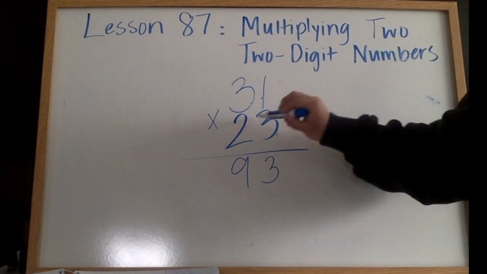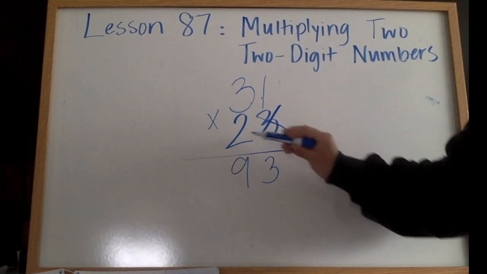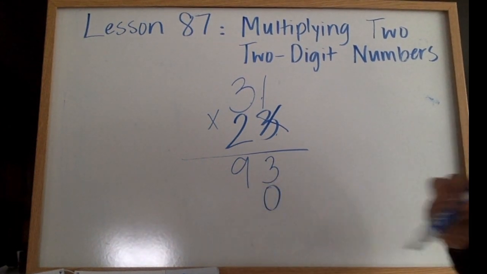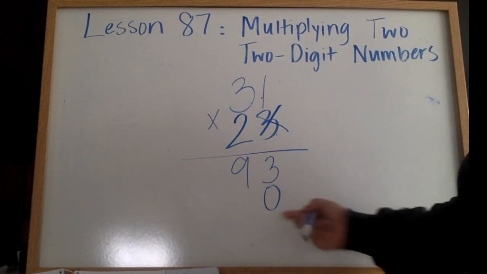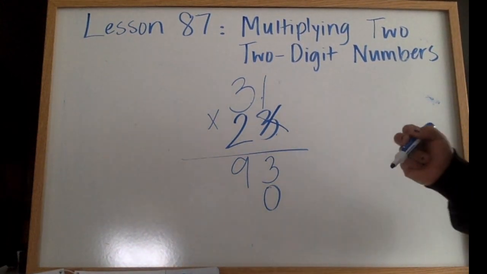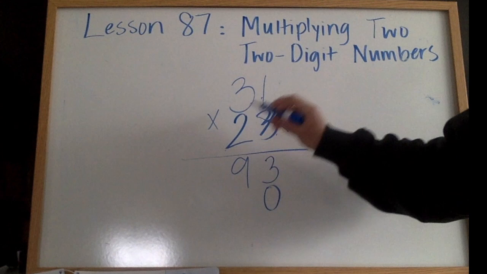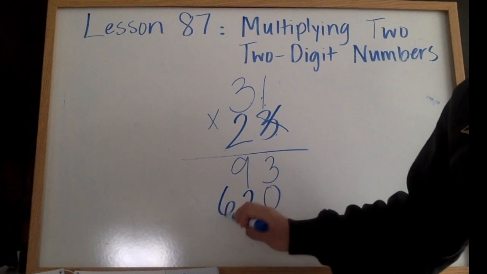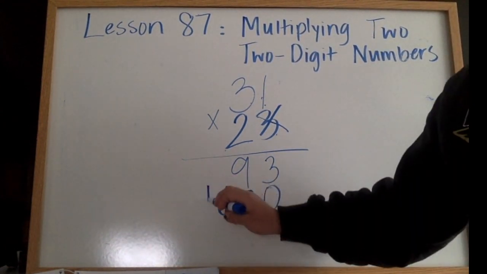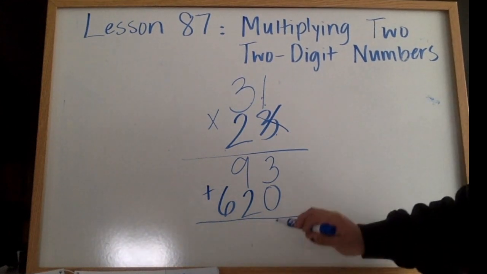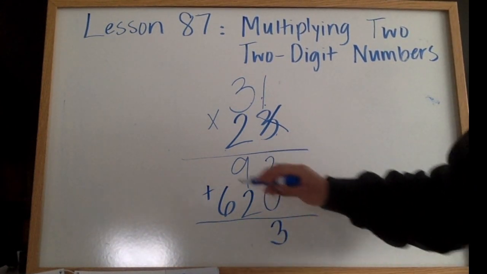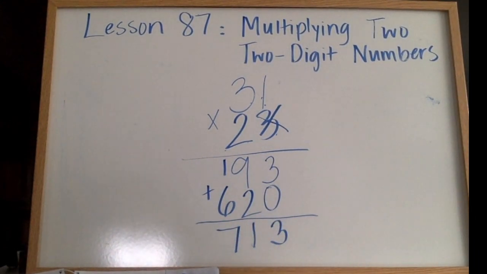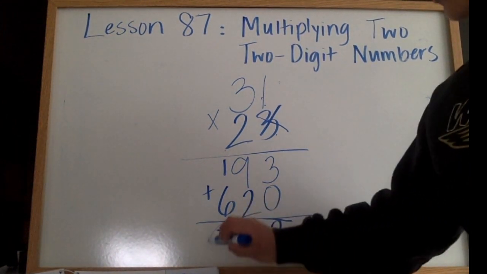Okay, now we're done with that 3. Now I can move on to our 2, which is in the tens place, so I need to put a 0 down here because tens always have a 0 at the end. Okay. So now I'm just going to work with the digits and start with the ones place again. 2 times 1 is 2. 2 times 3 is 6. Now I just need to add these together to find my total product. 3 and 0 are 3. 9 and 2 make 11. 1 and 6 make 7. So my answer for 31 times 23 is 713.